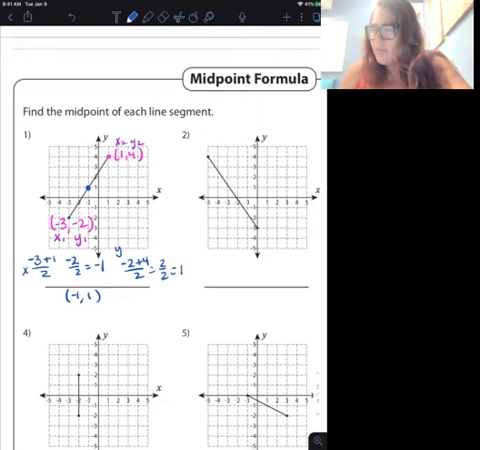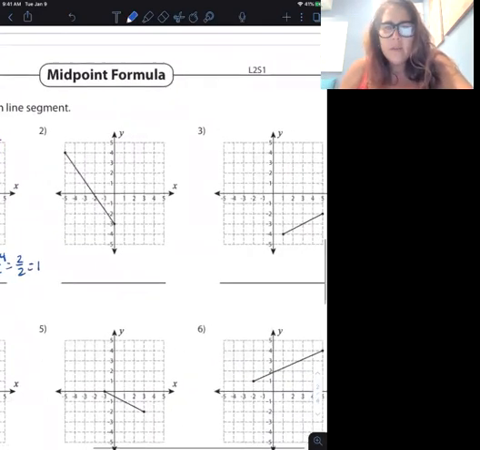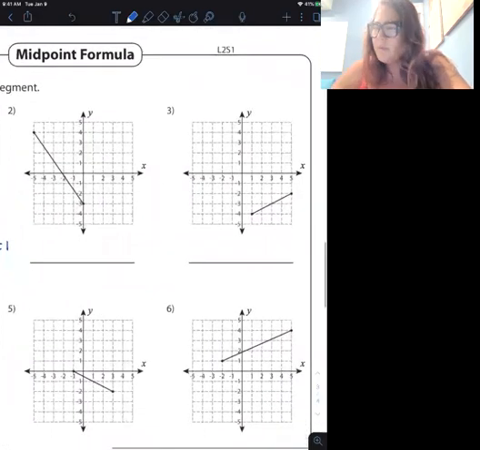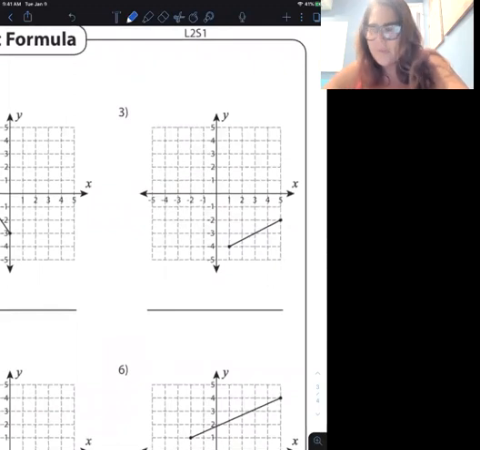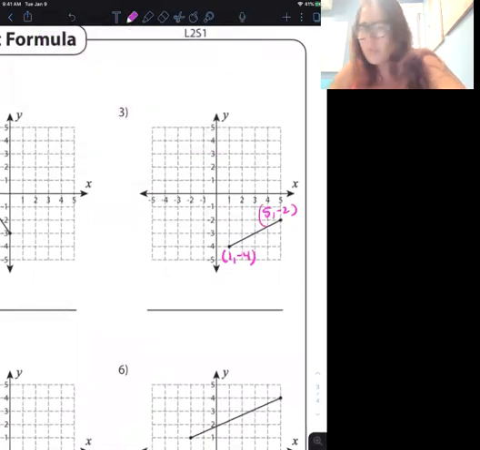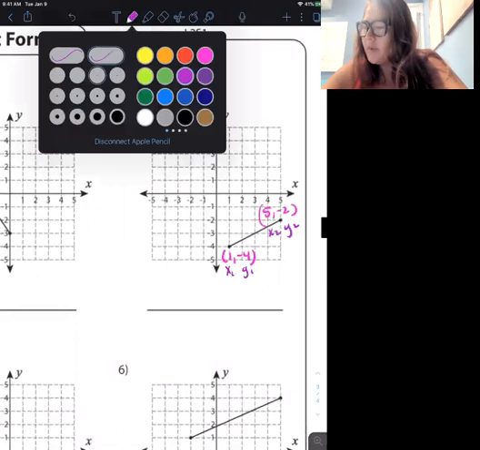Let's do another example. Let's go with number 3 right here on the corner. Again, identify your points first. So this guy right here is 1, -4. This guy right here is 5, -2. Identify them as x1, y1, x2, y2. Again, either way is fine, whichever way you label them. And then plug it into your midpoint formula.